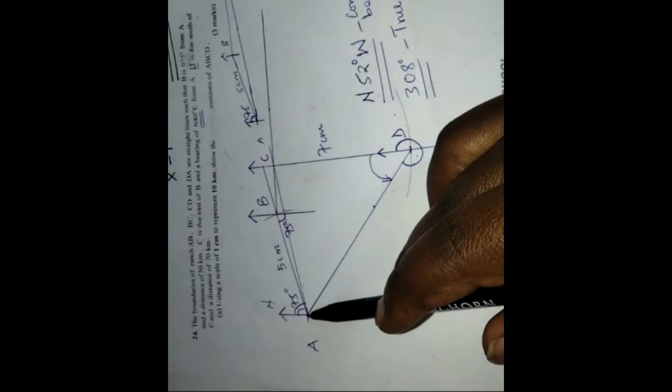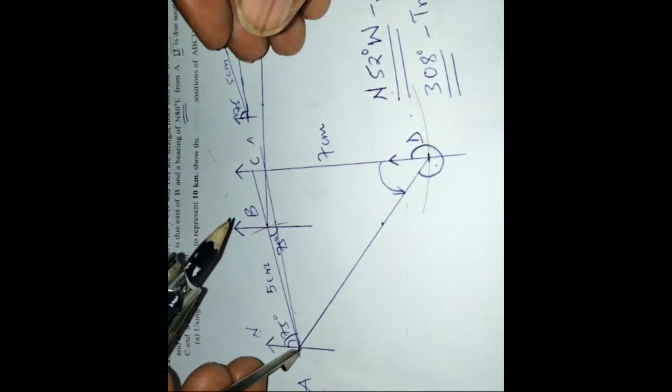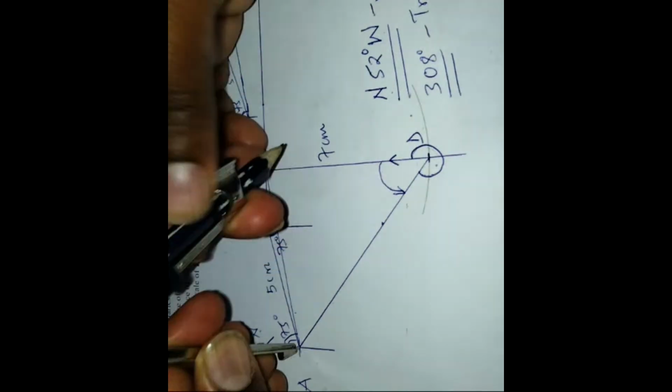Okay, we can have another question from the same. The shortest distance from A to the border CD. So from A to the border CD, it means dropping a perpendicular from A to the line DC, because the shortest distance between a point and a line is a perpendicular line from the point to the given line. Therefore, we need to draw a perpendicular standing at A to CD.